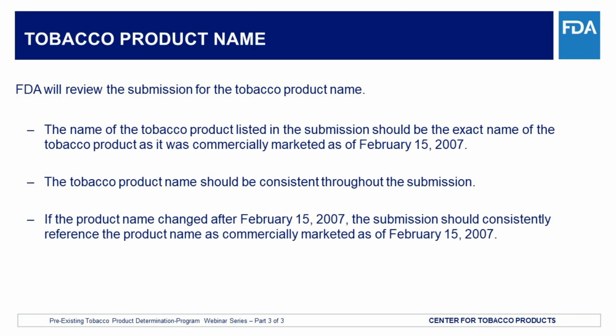When a submission is received, the FDA will review the tobacco product's name. As a reminder, submissions should include the full and the exact name of the tobacco product, as it was commercially marketed in the United States on February 15, 2007. The name should include both the brand and the sub-brand of the product and should be consistent throughout the submission. Even if the product name changed after February 15, 2007, the submission should consistently reference the product name as commercially marketed as of February 15, 2007.